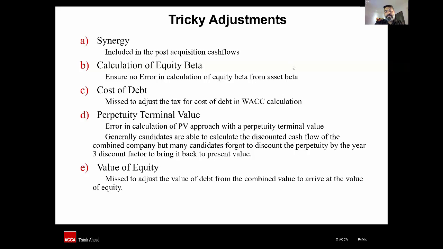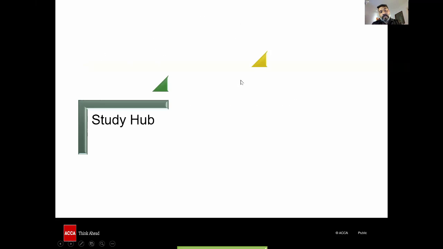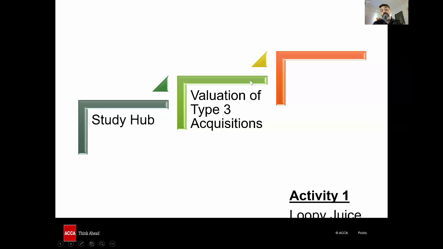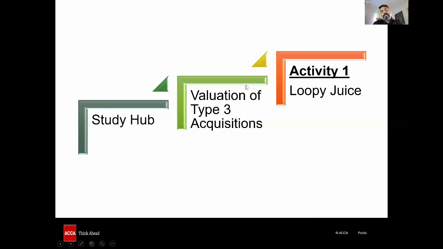As a next step, you can go into the study hub and try the activity of chapter 8 under type 3 valuation. Under study hub, valuation, type 3 valuation, which is chapter number 8. What activity are you supposed to do? The activity that you need to look into is the Loopy Juice.